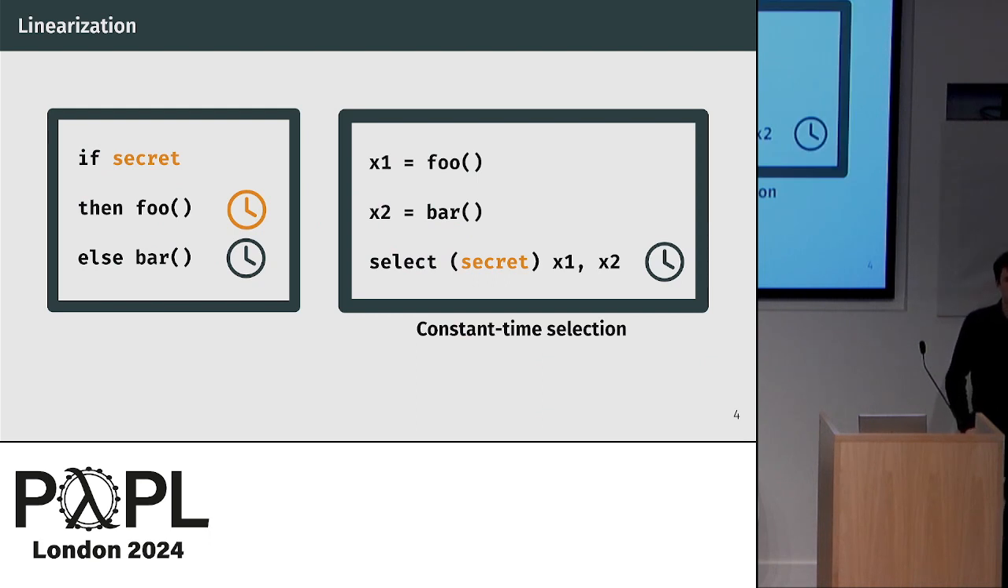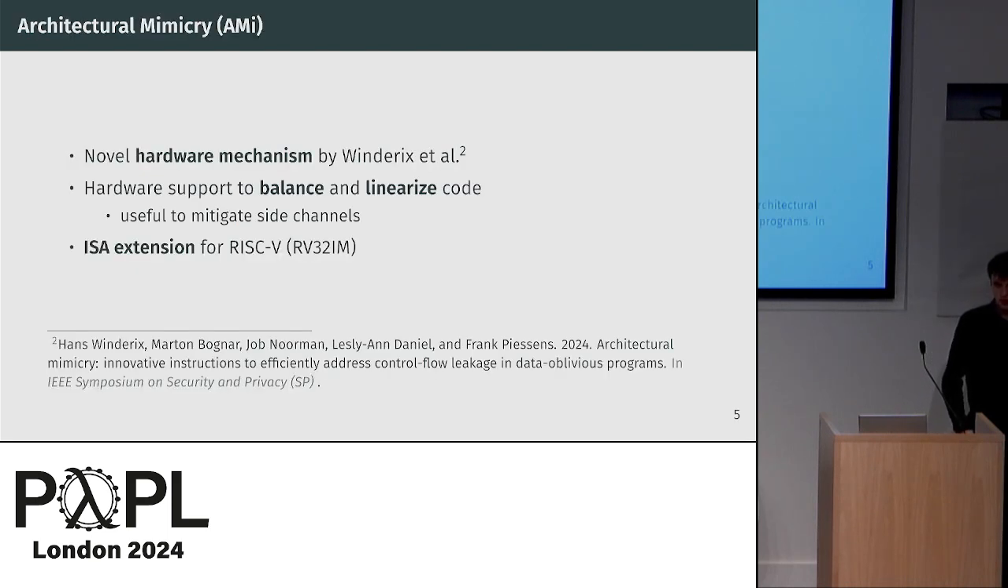And the state-of-the-art method to linearize is to execute both branches and then use some kind of constant time selection primitive to discard the results of one of the branches. But this comes with some overhead, especially on architectures like RISC-V, where there are no dedicated instructions that could be used for constant time selection. This is where architectural mimicry comes in.